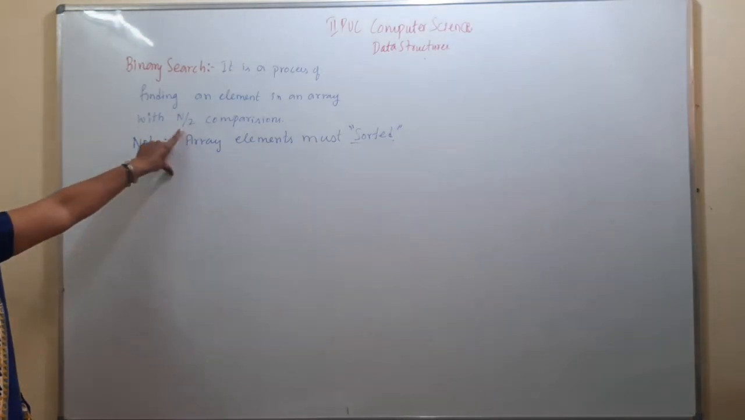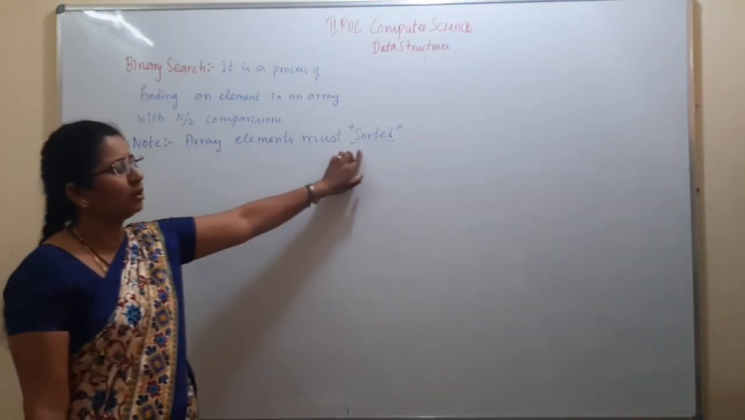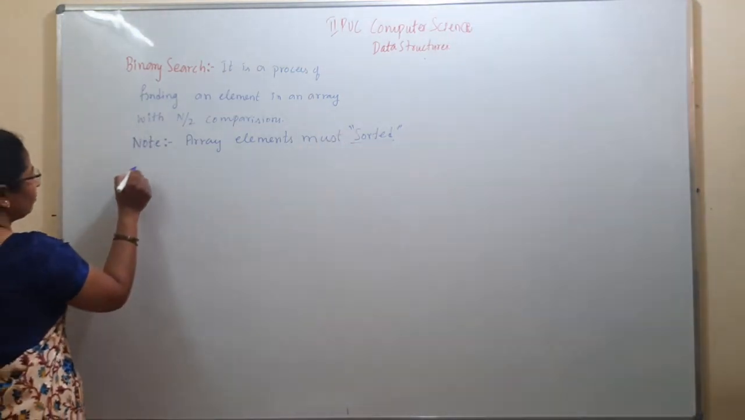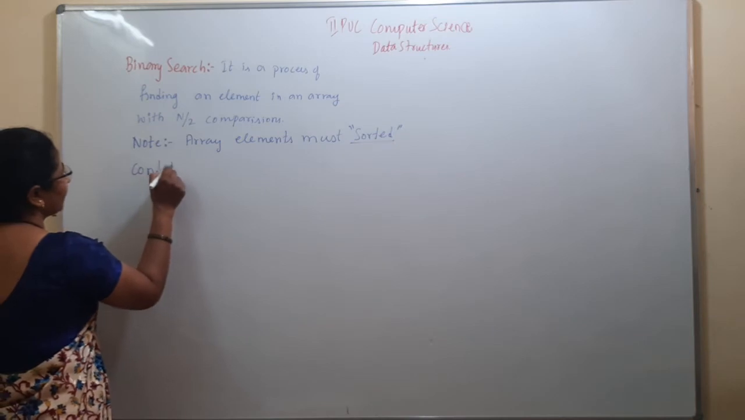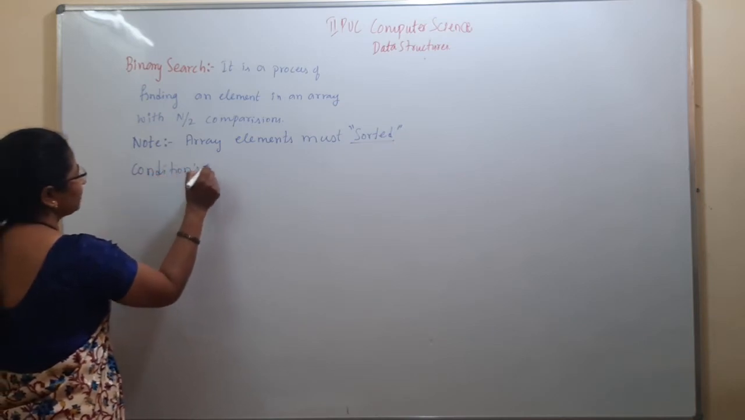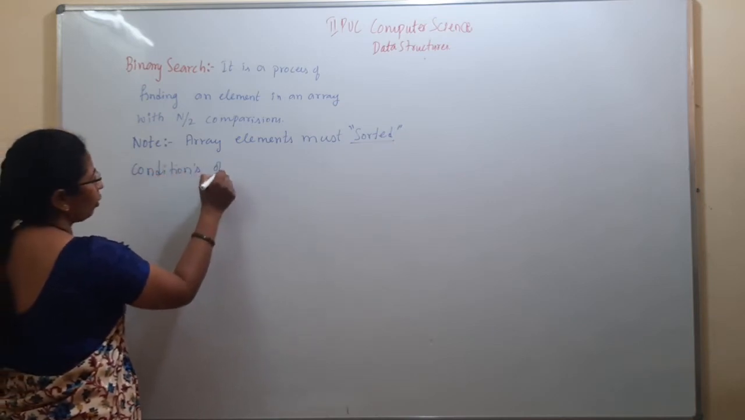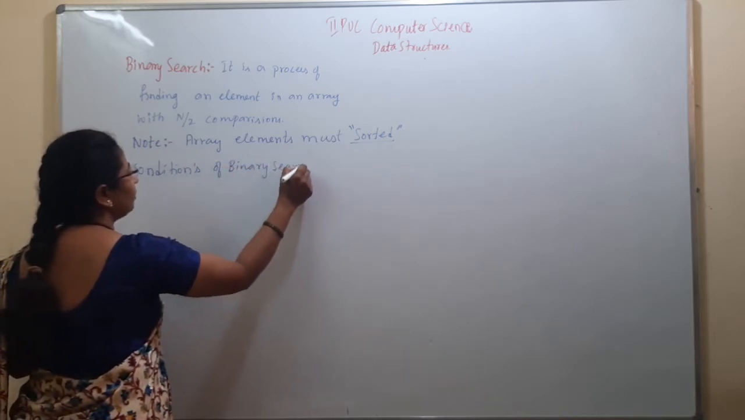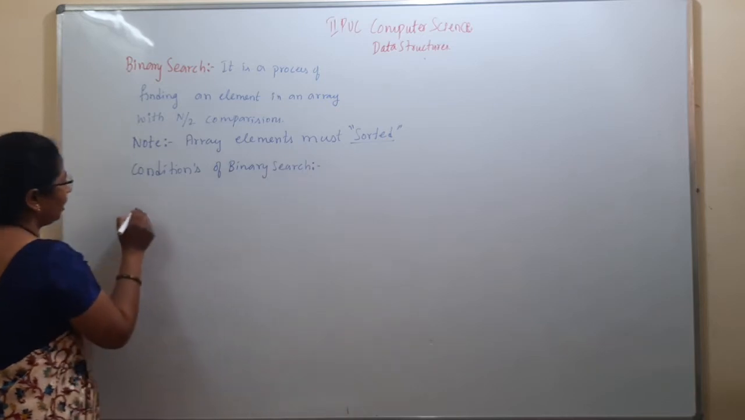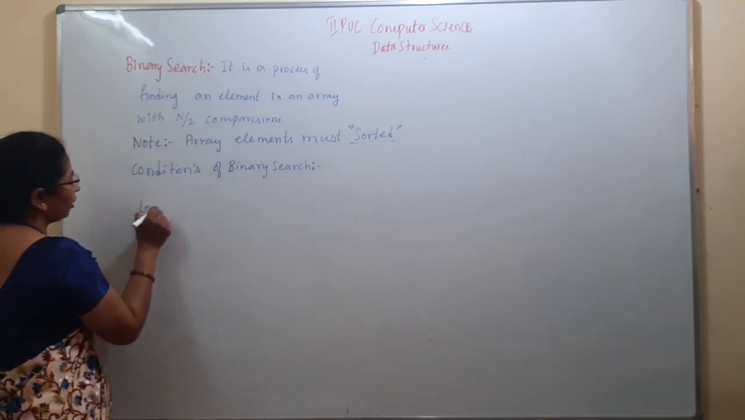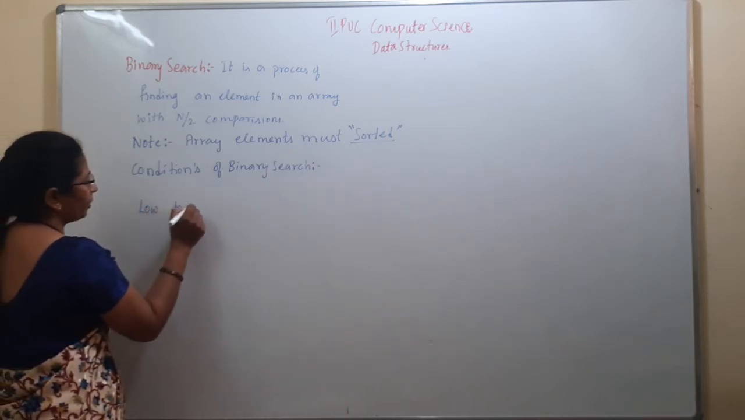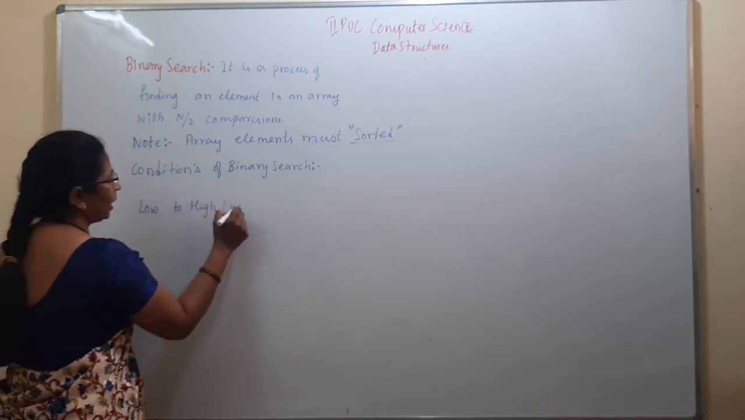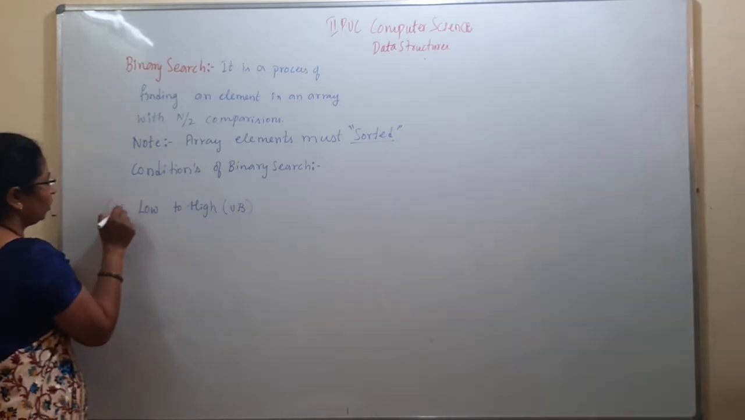Linear search takes n by 2 comparisons for sorted elements. There are some conditions, or rules, of binary search. Your binary search will be applicable only from the lower bound to the upper bound, called the high pointer. This is called the upper bound and this is called the lower bound.